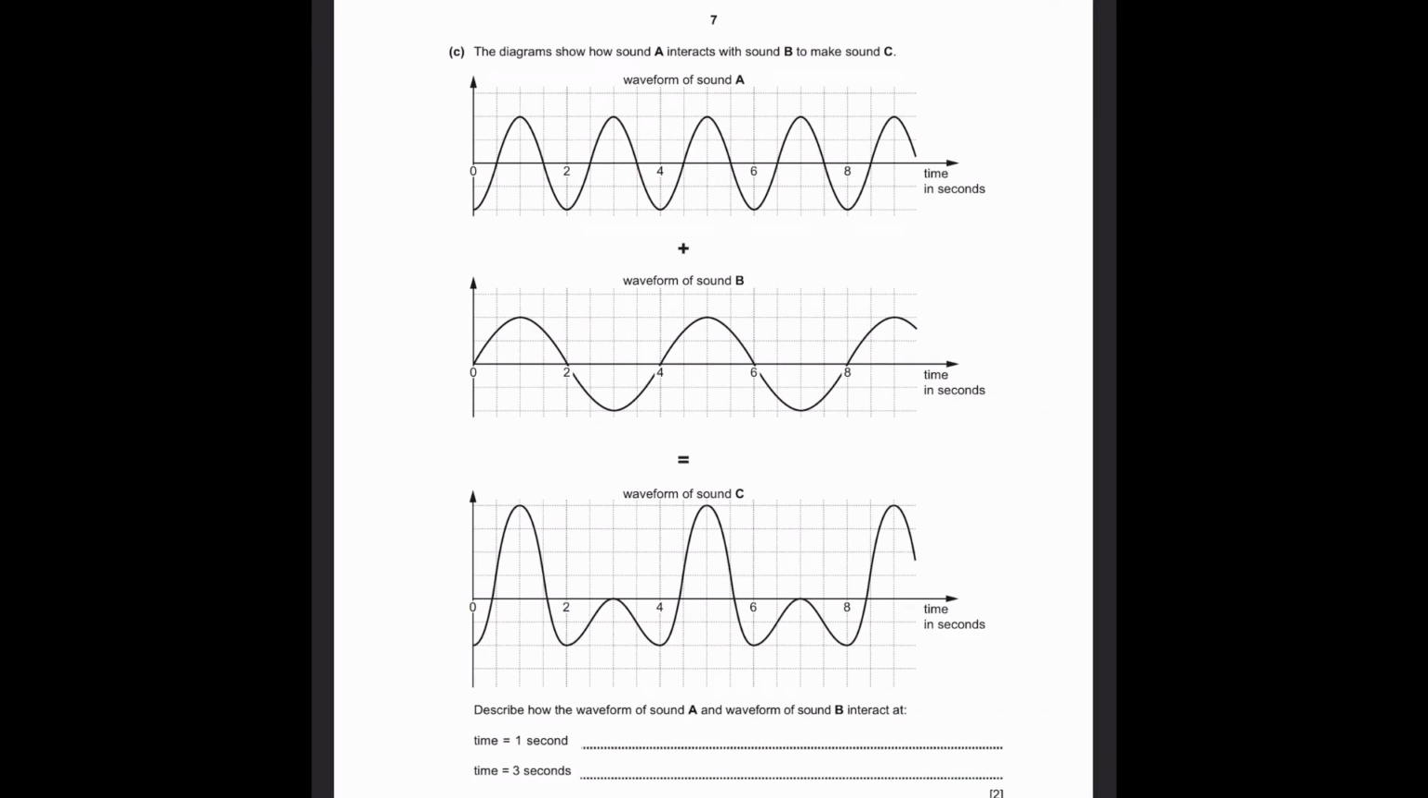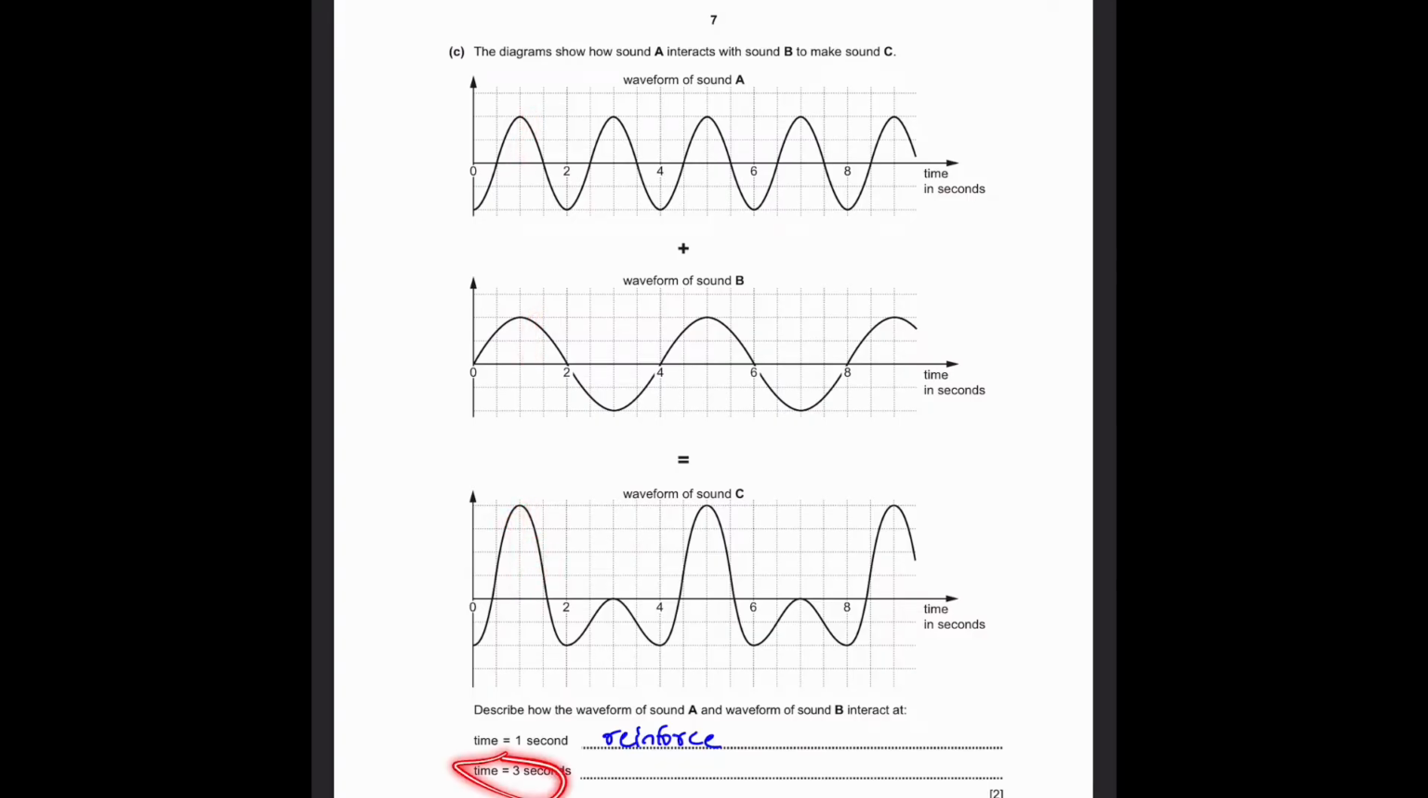Part C. The diagrams show how sound A interacts with sound B to make sound C. Describe how the waveform of sound A and the waveform of sound B interact at time equal to 1 second. We can see that at time equals 1 second, these two waves both have crests. And because they both have crests, they will reinforce. And this reinforcing of sound waves causes the amplitude to go higher at that time. We can see that this amplitude is 4 units, although it used to be 2 for each of these.